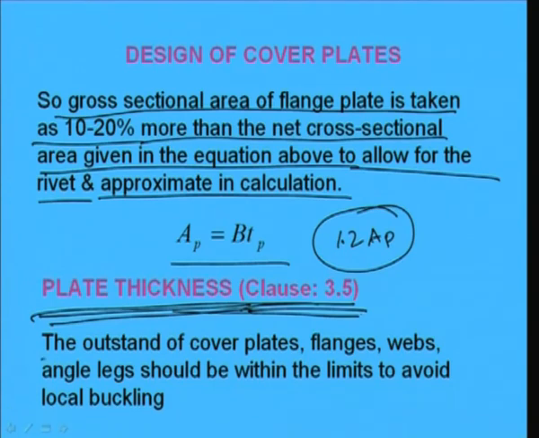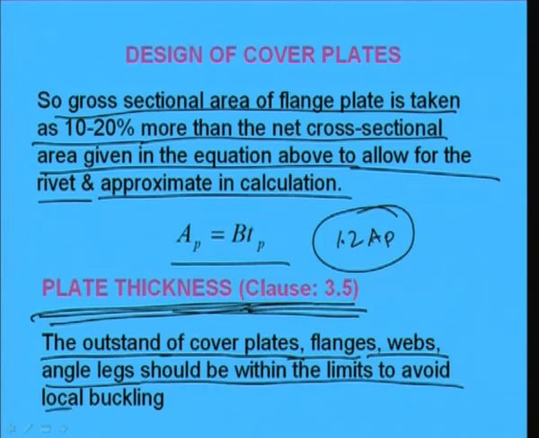It is told that the outstand of cover plates, flanges, webs, angle legs should be within limits to avoid local buckling, because a plate cannot be made abruptly, as local buckling may happen. So the outstand of cover plates, flanges, webs, angles, etc. has to be within limits, and those limits have been specified by the code.